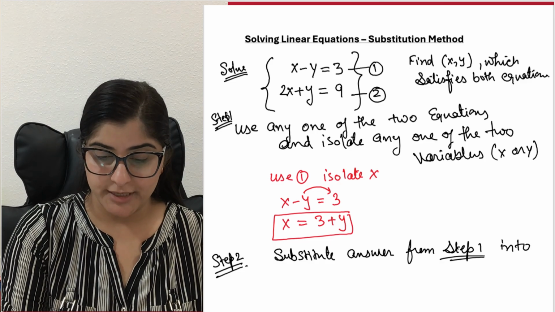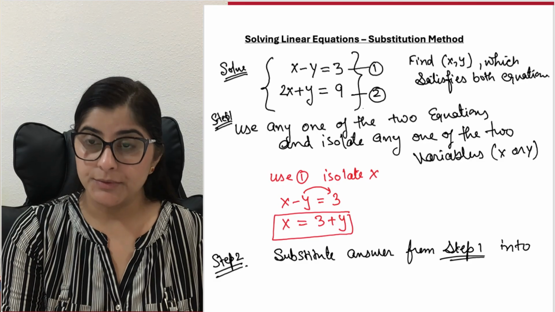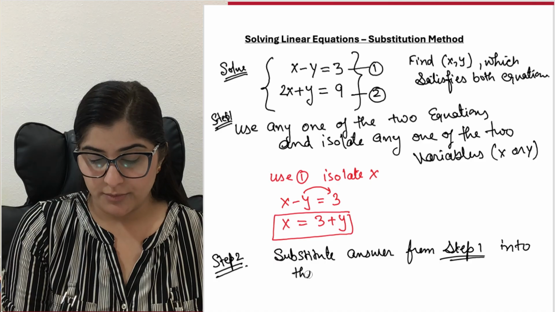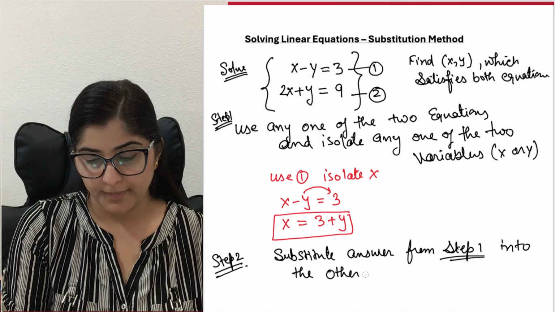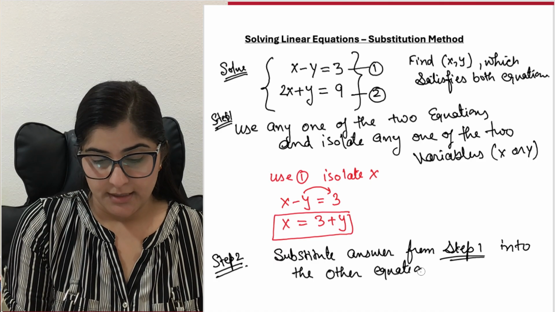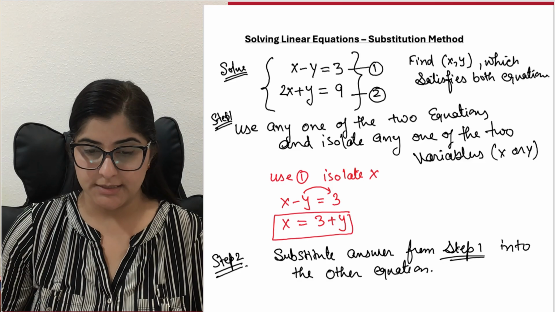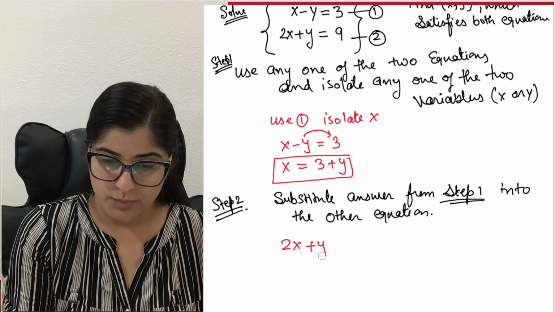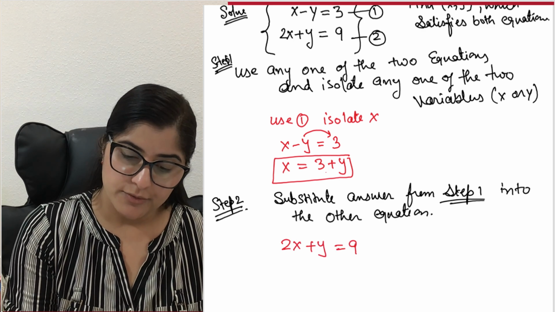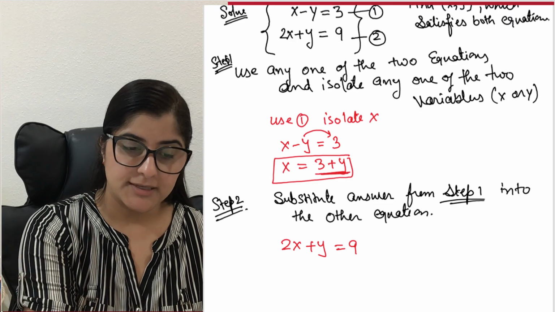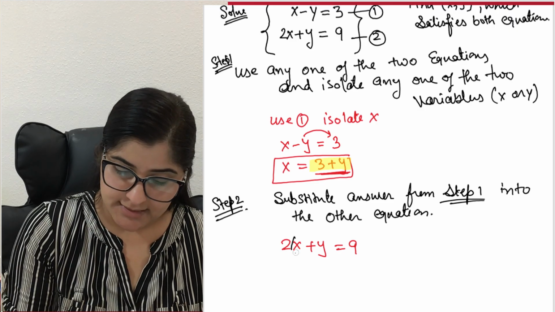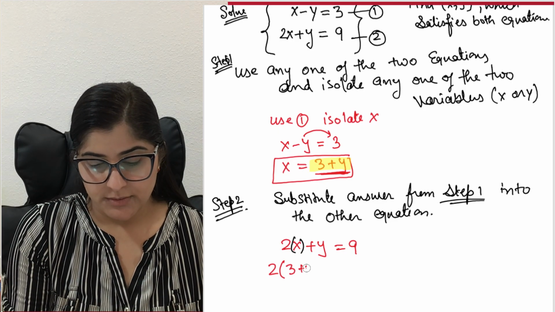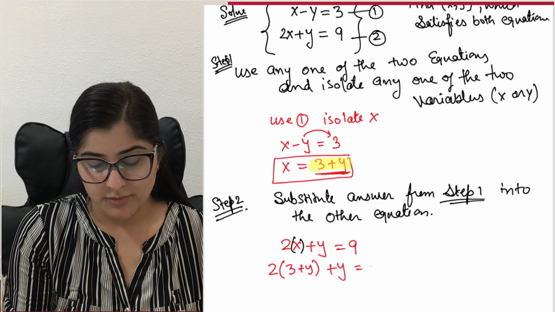So we already used one equation, and one equation we haven't yet used. So now we are going to substitute whatever we get in step 1 into the other equation. So what is the other equation? The other equation is equation number 2. So we have 2x plus y is equal to 9. We are going to replace x with 3 plus y. So replace this x with 3 plus y. Always put a bracket around that. So this is 2 times (3 plus y) plus y is equal to 9.